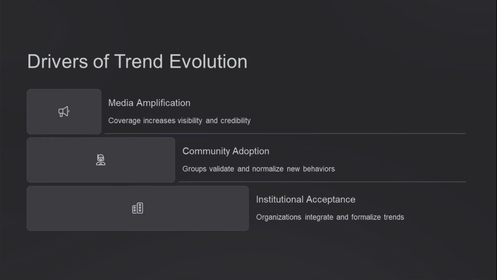So how does a weak signal become a strong trend? First, the media might start covering it, giving it visibility and credibility. Next, communities start to adopt it, validating and normalizing the behavior. Finally, institutions like businesses or governments accept and formalize it. This is how fringe becomes familiar.